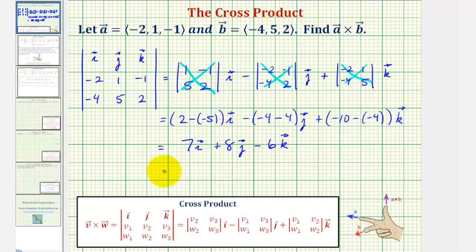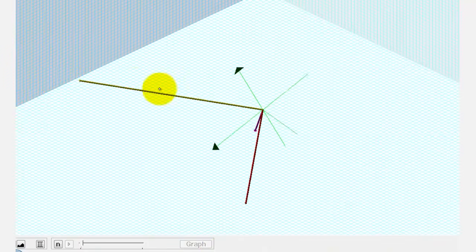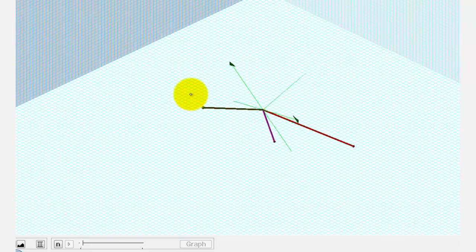Which of course, if we want, we can write in component form, where the x component is 7, the y component is 8, and the z component is negative 6. So this vector is orthogonal or perpendicular to both vector a and vector b, which we already saw graphed here in yellow. I hope you found this helpful.